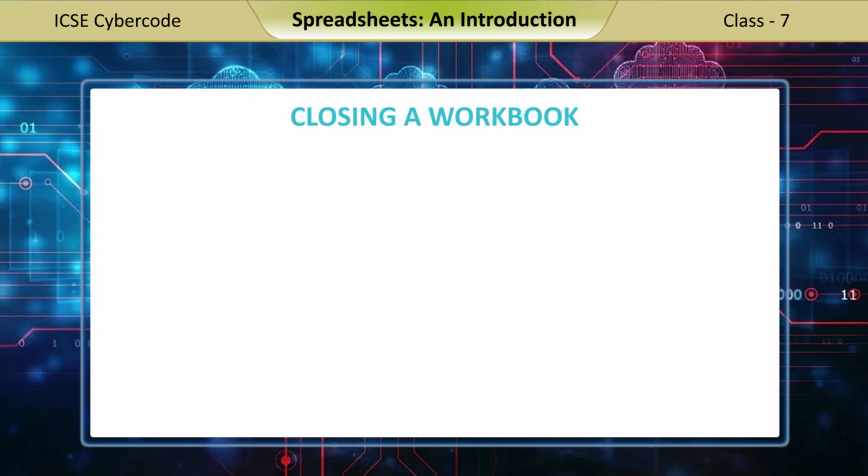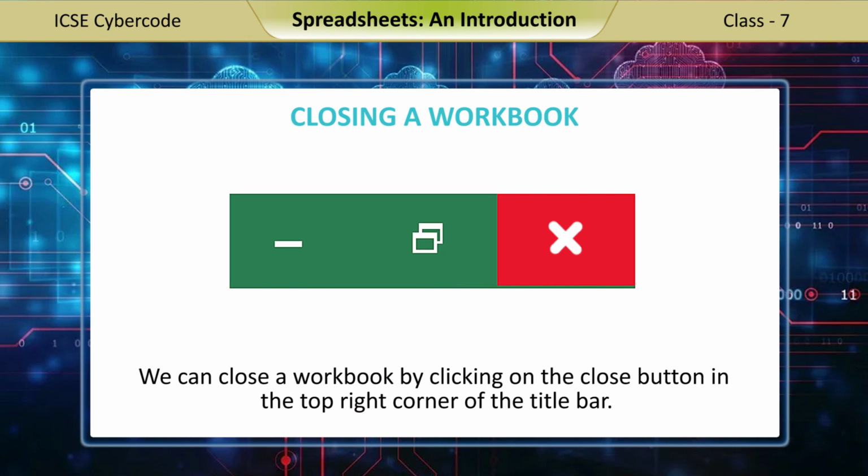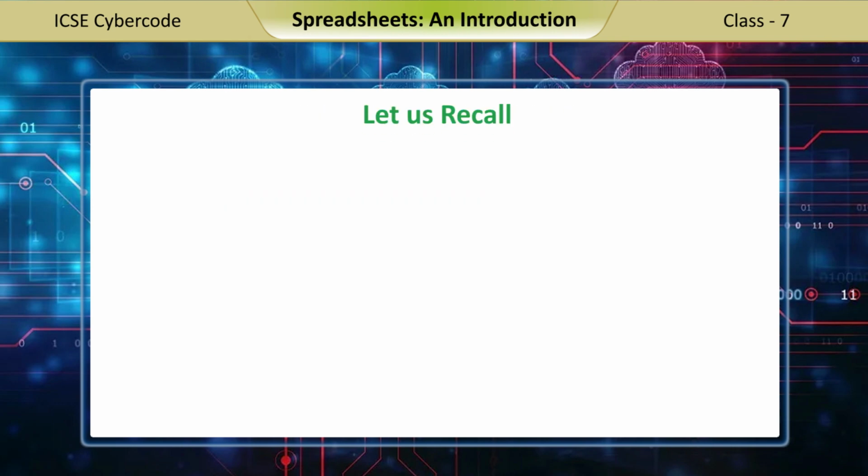Closing a workbook. We can close a workbook by clicking on the Close button in the top right corner of the title bar. Let us recall.